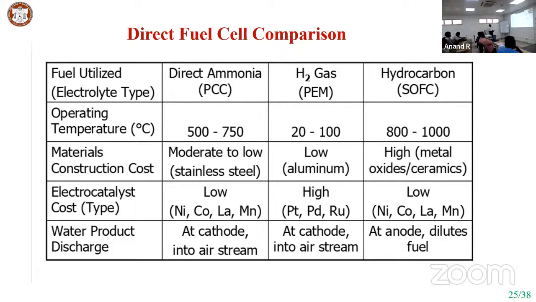There are different electrode materials that they generally use. You can say nickel, cobalt, lanthanum, and manganese. Then this is for hydrogen gas. The electrode materials are platinum, palladium, lithium, or for the solid oxide fuel cell, I can say the electrode cost is low: nickel, cobalt, lanthanum, and manganese are used. For water product discharge, at the cathode it will be a gas stream, and at the anode, a dilute stream.